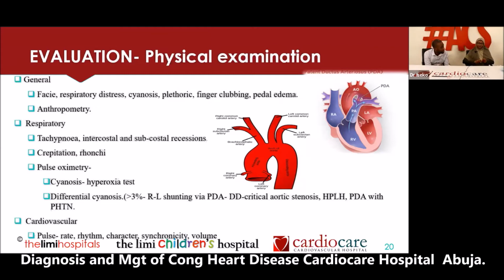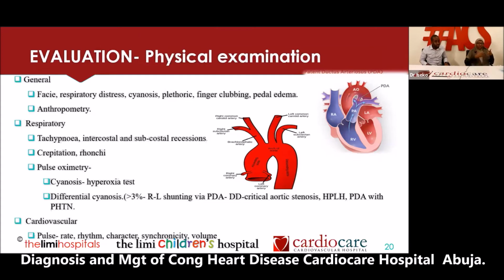But at times when you get to a steady state. Yes. Once there's a consistent greater than 3% difference between the right upper limb and the right lower limb, you begin to think, okay, it appears there's a right to left shunting across the ductus. So you want to ask, why is this so?